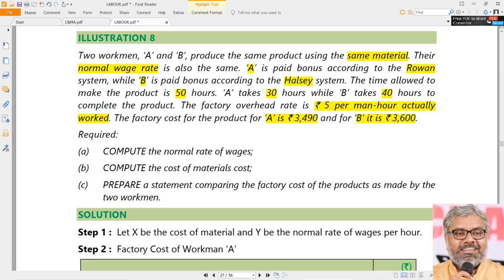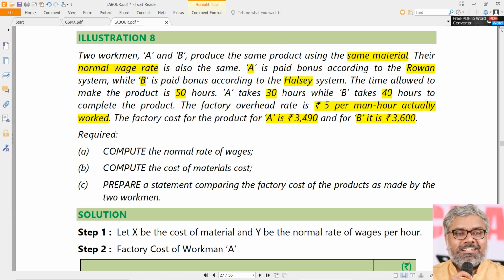Please understand the question. A and B are not products. A and B are people. Those are human beings. They are manufacturing the same product. But because A is paid with a different plan, B is paid with a different plan, the total factory cost of the product when it comes to A is 3490, and when it comes to B it became 3600. So what is factory cost? That we should know first.